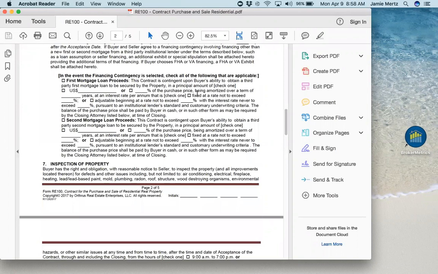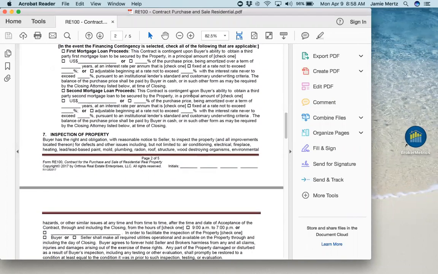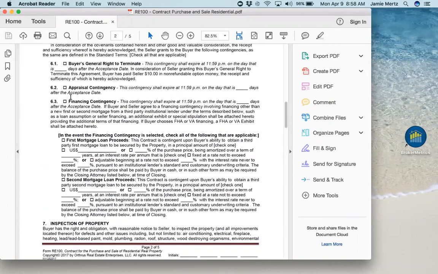And then you need to check whether it's a fixed rate or adjustable rate, and put that the rate is not to exceed, and put in the interest rate that's at par. 5%, 4.5%, something of that nature. If they are getting a second mortgage, very rarely is this the case, but if they are, you'll want to complete that information. This is your finance contingency.